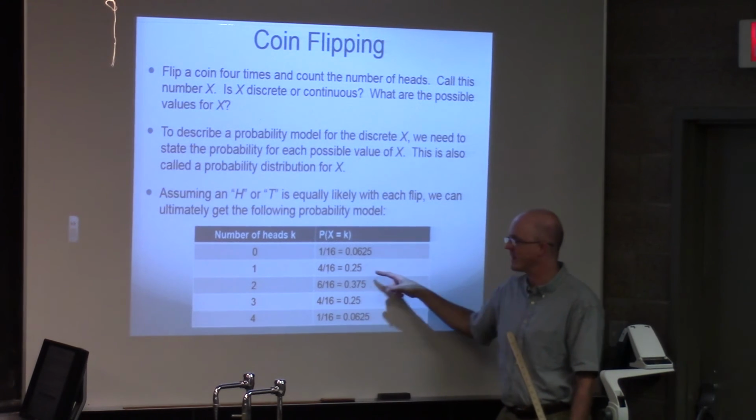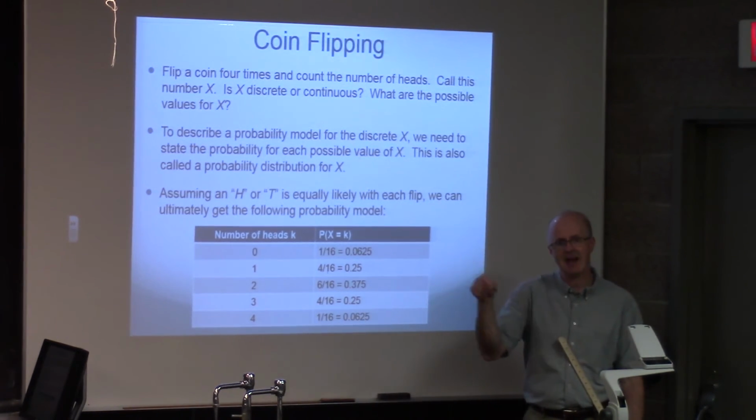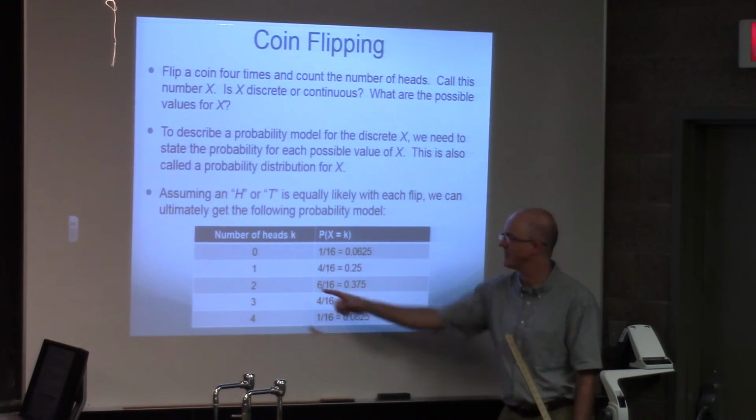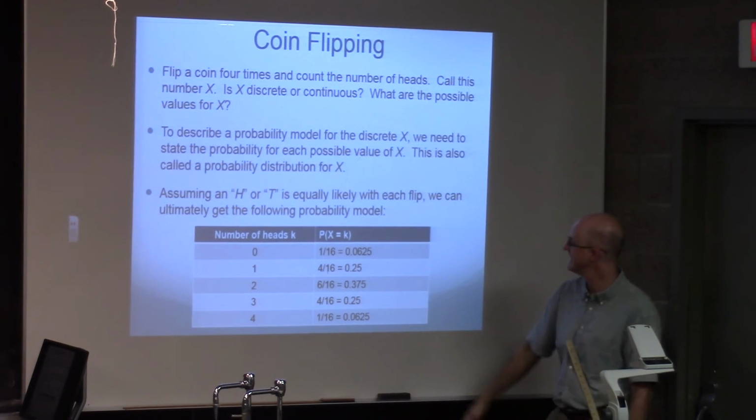In 4 of them, 4 out of 16, you have 1 head. H, T, T, T, T, H, T, T, etc. In 6 out of the 16, you have 2 heads. For example, H, H, T, T, etc. List out the possibilities, etc. This is the probability distribution.